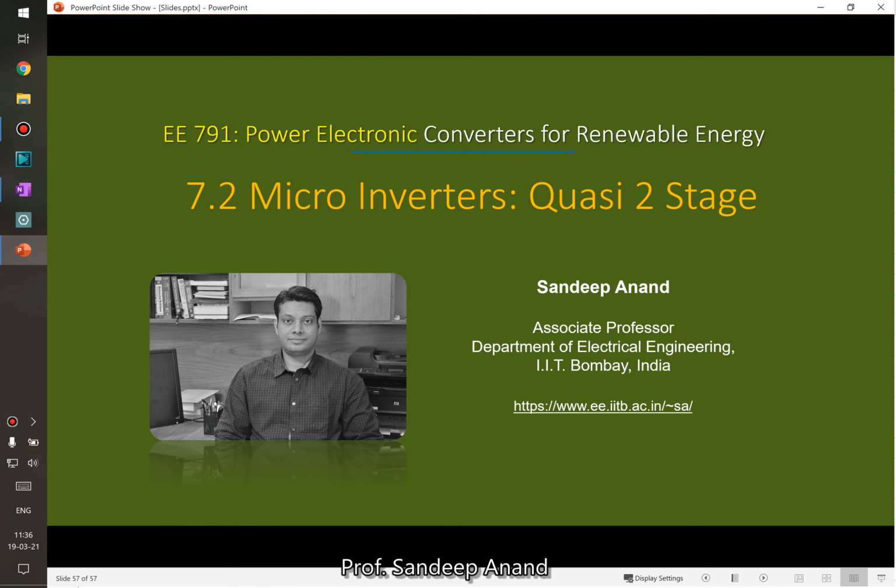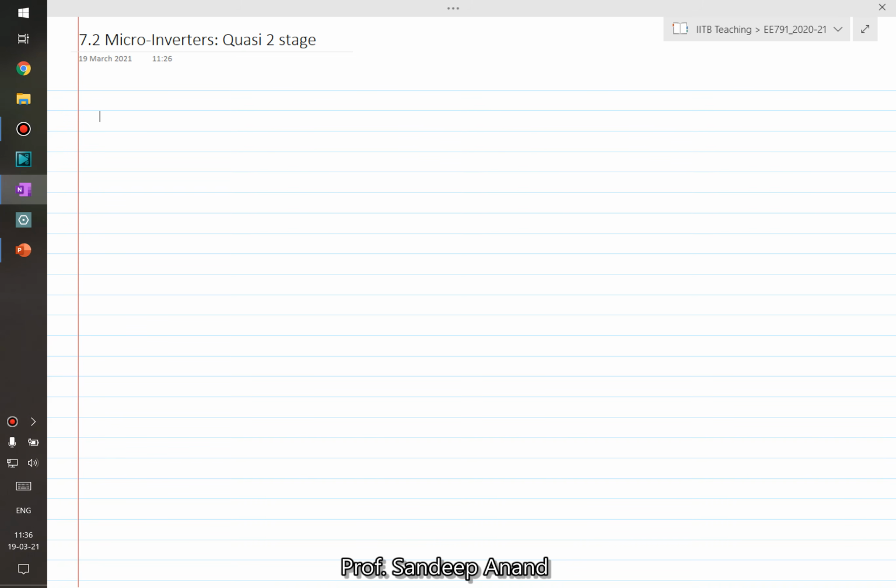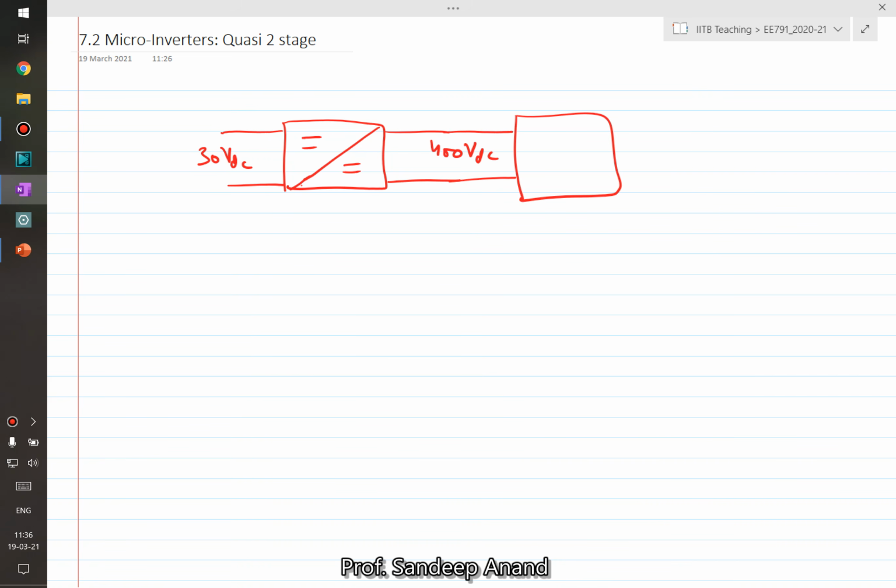So in the last video, we talked about two-stage microinverters, right? A two-stage microinverter was essentially where you have a first stage, which is a DC to DC converter, which uses low voltage. As the example we took, let's say it takes 30 volt DC and produces a 400 volt DC, which then goes to the inverter, which is the second stage, and connects to 230 volt AC supply. This was the two-stage architecture.